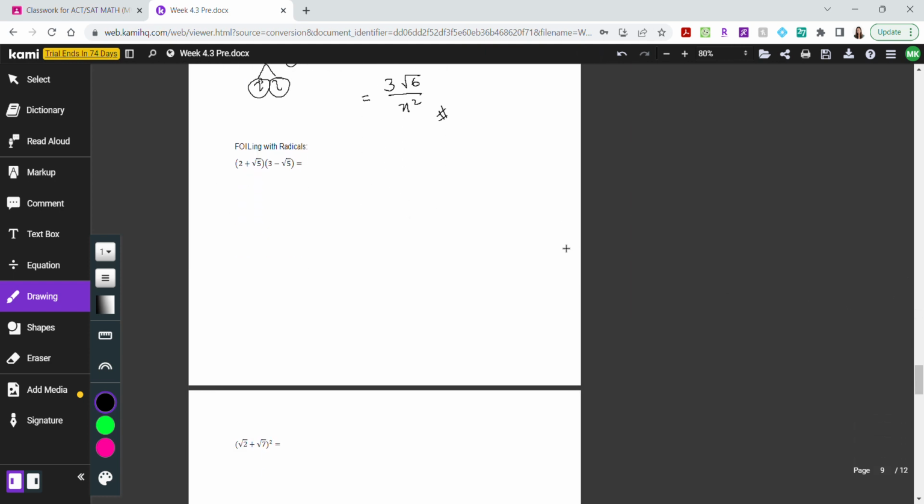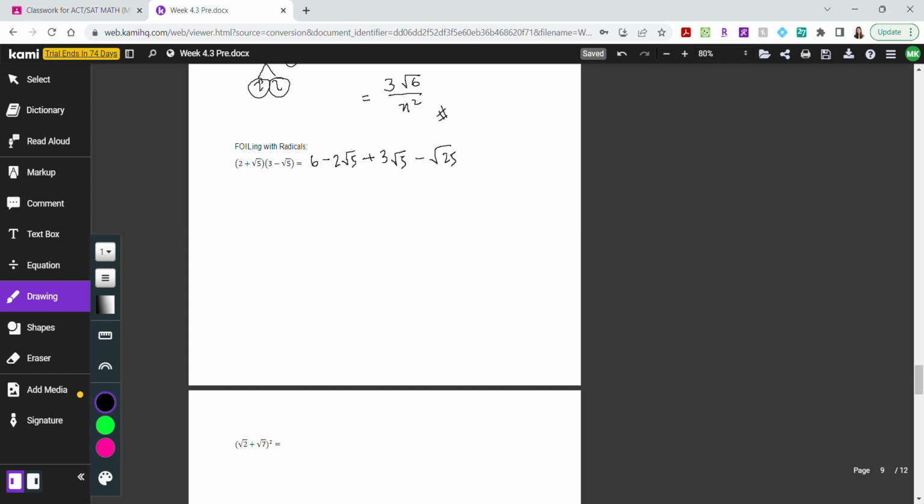Now with FOILing with radicals, again, you want to multiply everything together. So let's first do this. Let's do 2 times 3 first, which would give us 6. Then 2 times negative square root 5 is going to give us negative 2 square root 5. And then from here, we're going to do square root 5 times 3, which is going to give us positive 3 square root 5. Square root 5 times negative square root 5 is going to give us negative square root 25.